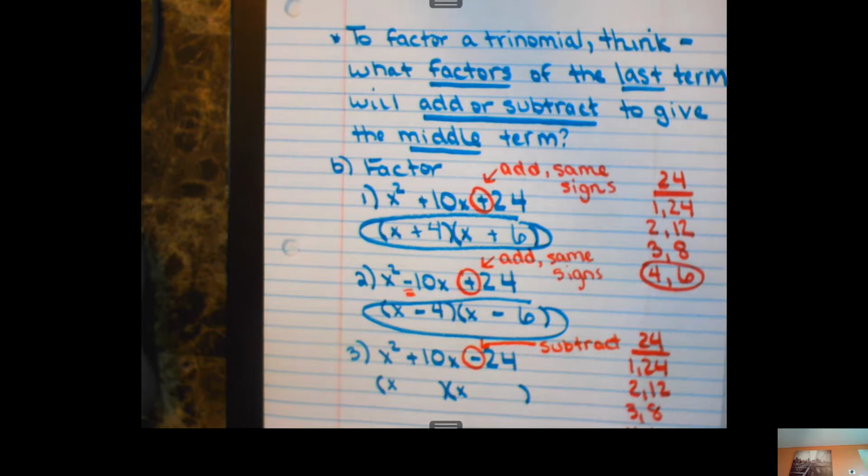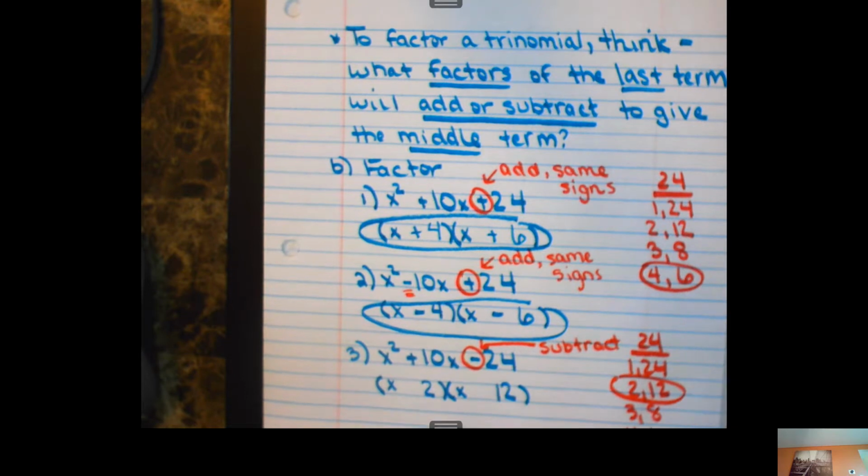So we want to find a pair that we're subtracting to give us 10. If we subtract 1 and 24, that's 23, not 10. 12 and 2, if we subtract them, we get 10. That's the pair we want. So again, this sign is telling us what we're doing with the pair. So I'm going to put in 2 and 12 here. Doesn't matter the order.